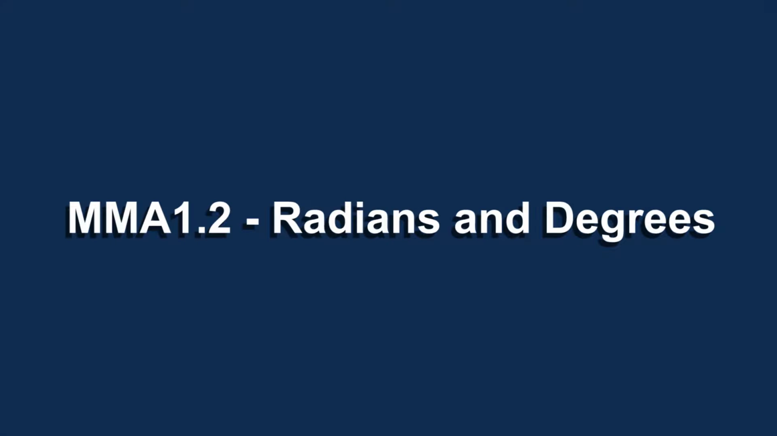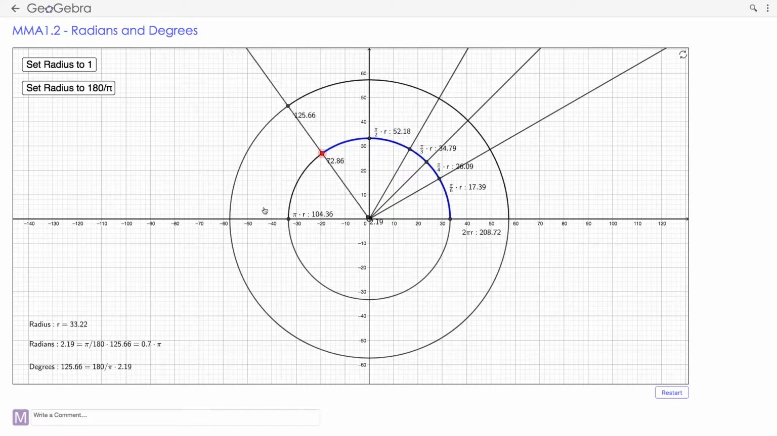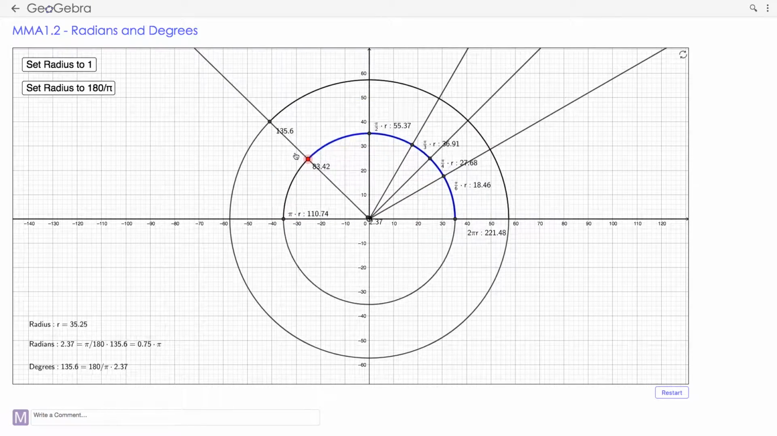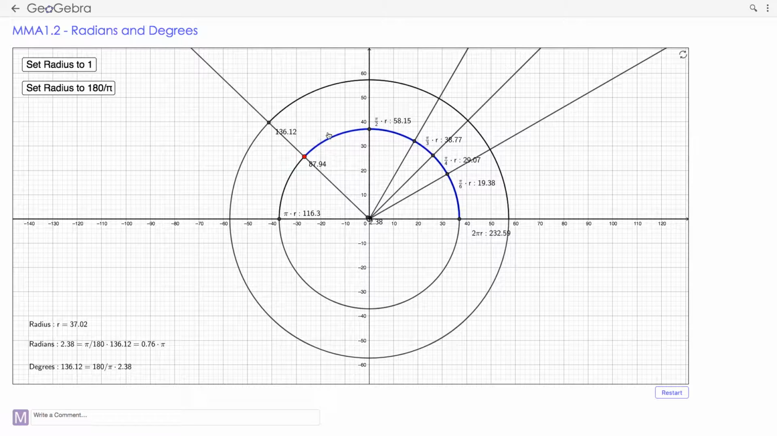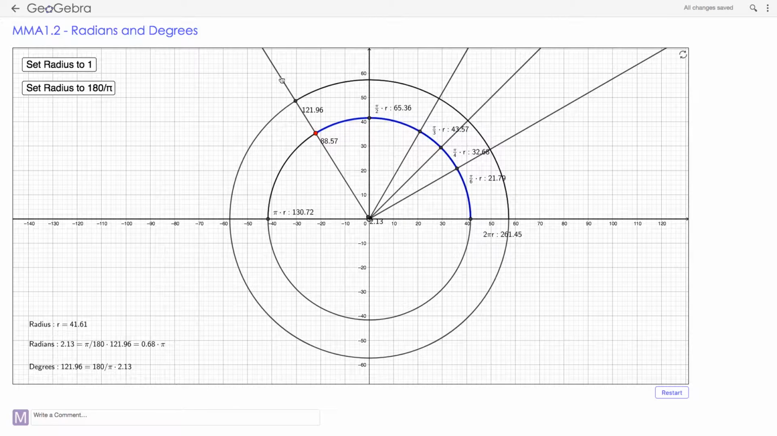So now we'll discuss a bit more the difference between radians and degrees. Here I have a point I can move around, right? You see a lot of numbers. One of the numbers measures the angle from the x-axis up to this line that I can move around, in degrees. So this is 121.96 degrees, right?